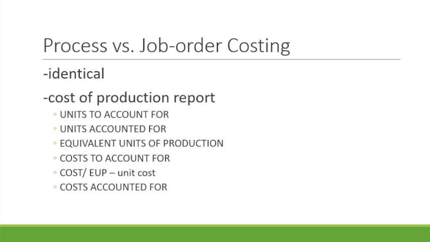Saan ka titingin? Sa EUP. 6,500 times 6, kasi materials yon. And then 4,550 times 16. So, ito yun. Total, 111,800. So, madali lang kapag na-compute mo na agad yung iyong cost per EUP.